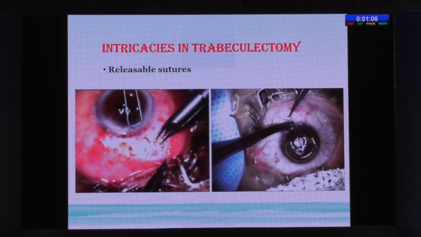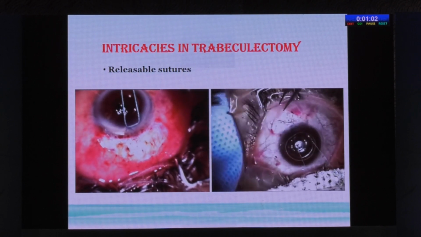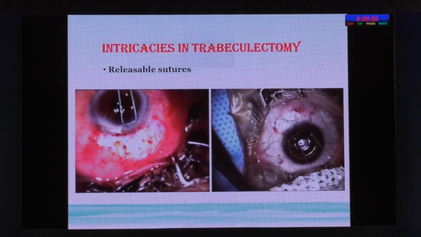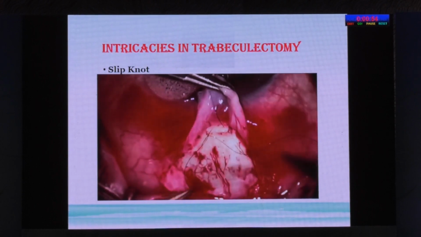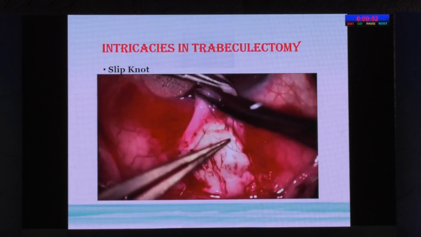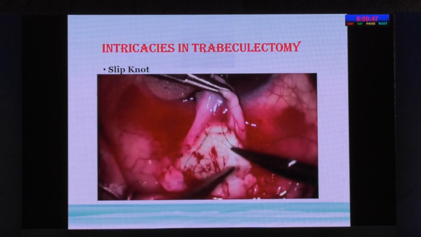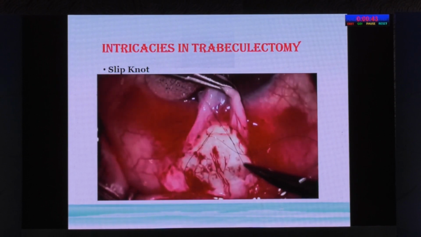So taking a bite through the sclera first, going to the cornea, making a mattress out there, and then coming back onto the sclera, and then taking those 4 throws. Slip knot is just to guide you to have tension control over the tightness of your knot. So this is just a technique showing how to make a slip knot for a non-releasable suture.